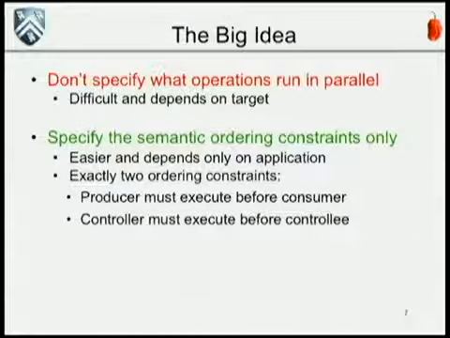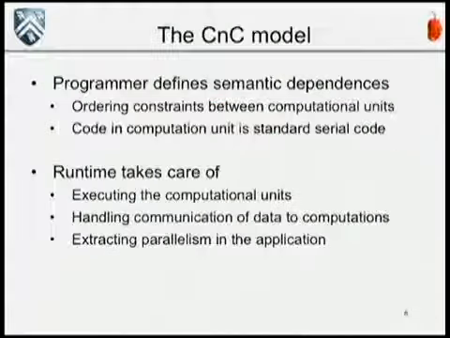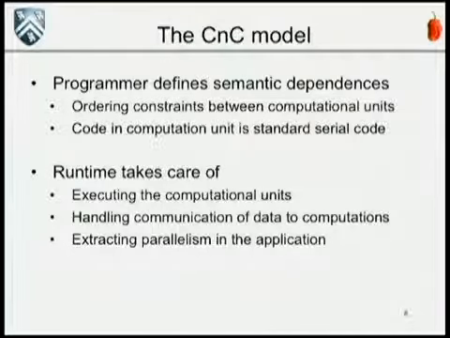A producer-consumer is, I guess, easy to understand. A controller-controllee is you only launch some task if some other task is executed. Yeah. Okay. And what are these semantic constraints? Normally, they're data dependencies and control dependencies in your application.